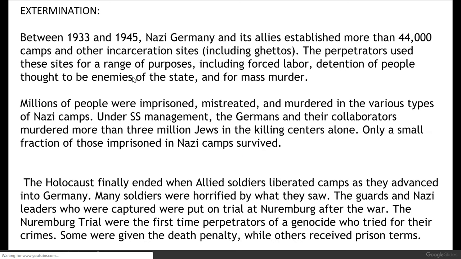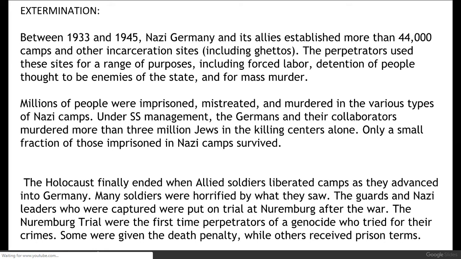One of the final stages in the genocide is extermination. And this is when Nazi Germany and its allies made 44,000 camps and incarceration sites, including ghettos. The perpetrators used these sites for a range of purposes, such as forced labor, detention of people thought to be enemies of the state, and for mass murder. Millions of people were imprisoned, mistreated, and murdered in various types of Nazi camps. They murdered more than 3 million Jews in the killing centers alone. Only a small fraction of those imprisoned in Nazi camps survived.